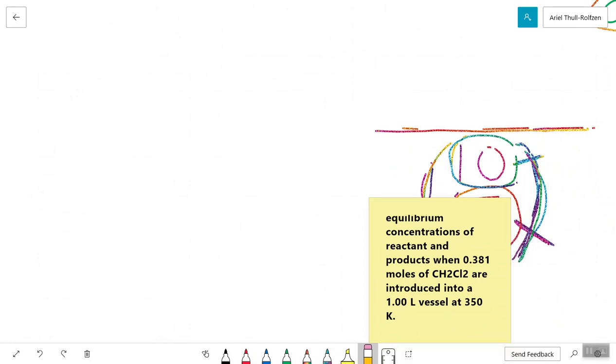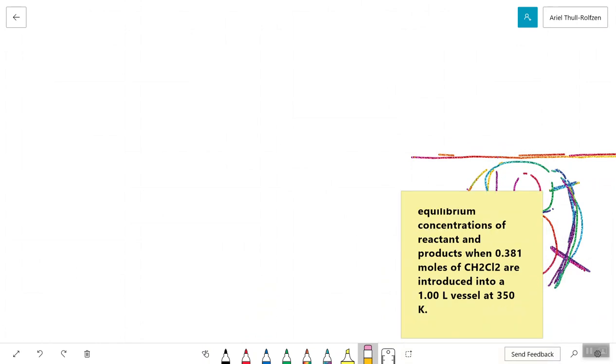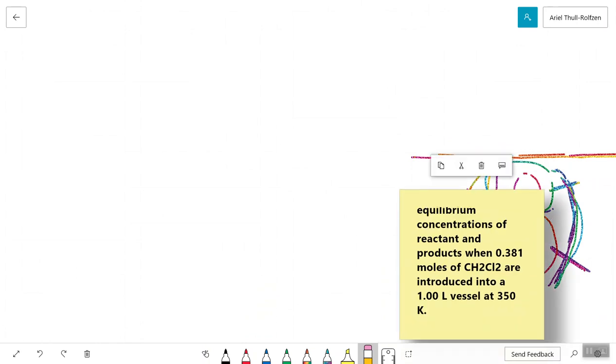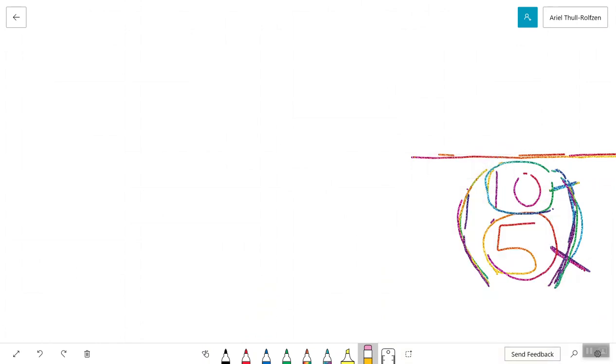Well, I've just pasted my chemistry stuff in here. We're just going to ignore that for a moment. There we go. Okay.